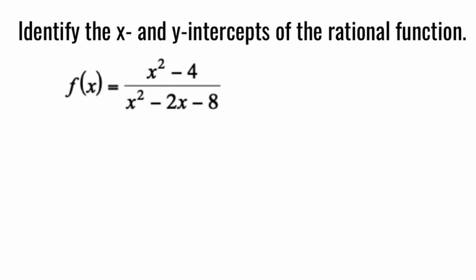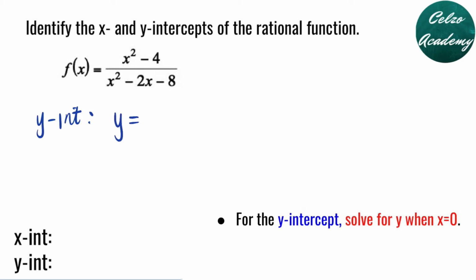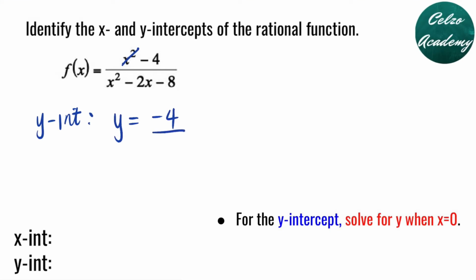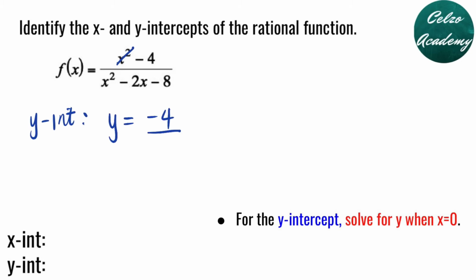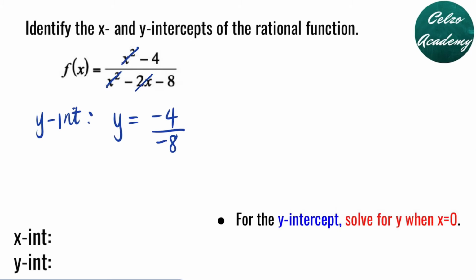Let's begin identifying the y-intercept. To solve for the y-intercept, we're solving for y when x is 0. So when we plug in x is 0, 0 squared is 0, 0 minus 4, we have negative 4. For the denominator, we also plug in 0, so x squared becomes 0, negative 2 times 0 is 0, so we are left with negative 8. And simplifying this, we will have 1/2. So the y-intercept in this problem is 0, 1/2.